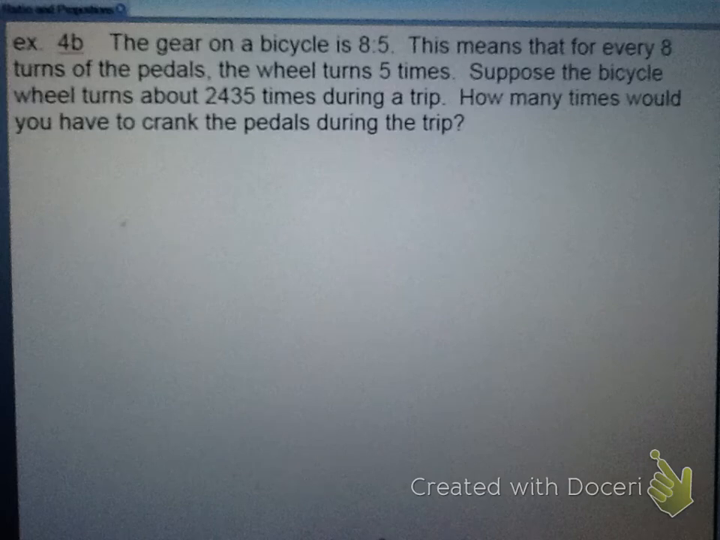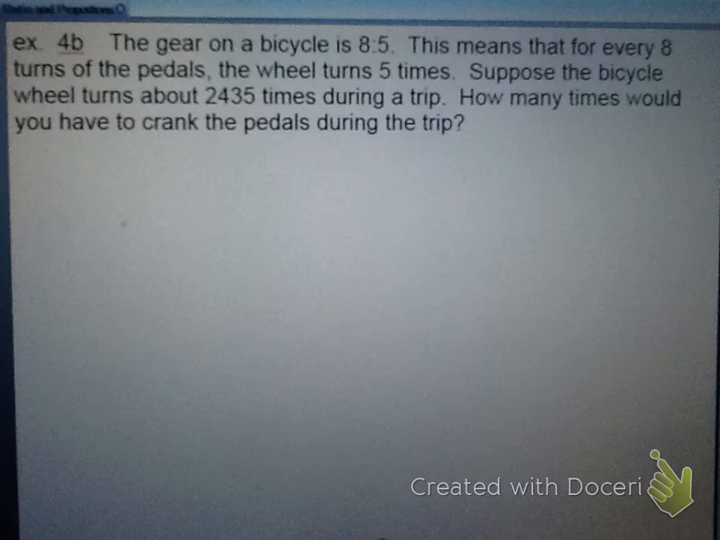Example B, the gear on a bicycle is 8 to 5. This means that for every 8 turns of the pedal, the wheel turns 5 times. Suppose the bicycle wheel turns about 2,435 times during a trip. How many times would you have to crank the pedals during the trip?